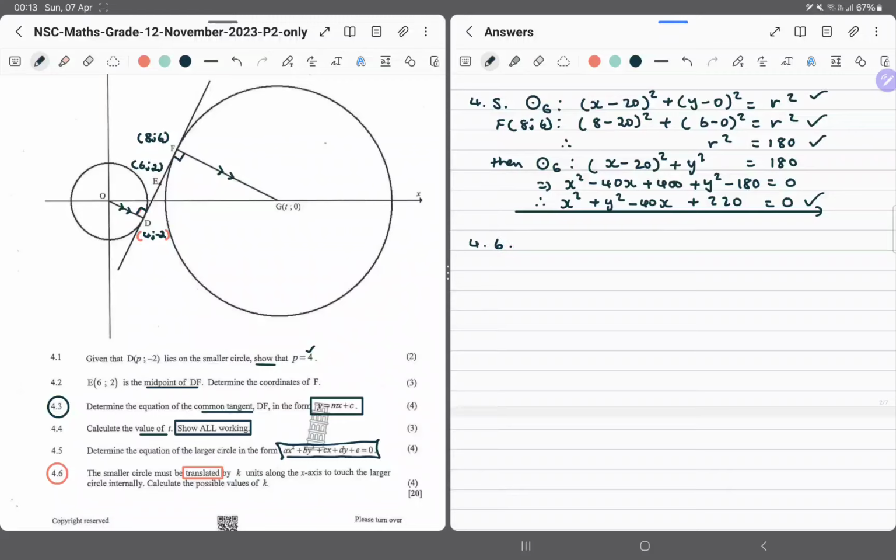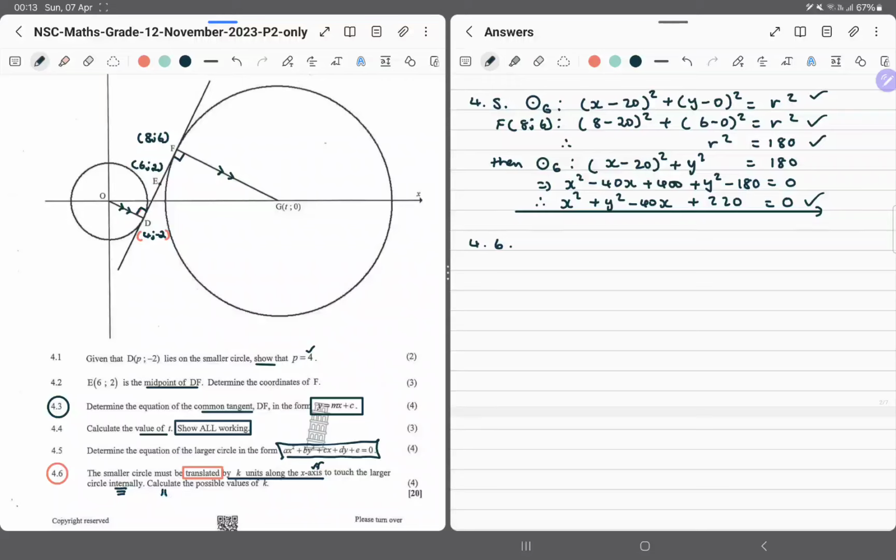So 4.6, which is the main question. Now it says the smaller circle must be translated. Now a translation is a shift by k units, okay, along the x-axis. Can you see? If we shift something horizontally, it means it's a horizontal translation. But now to which side? We are taking the smaller circle to touch the larger circle internally. So this means we're moving this circle to the right horizontally. So it's a horizontal translation.